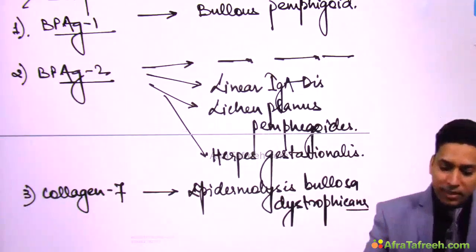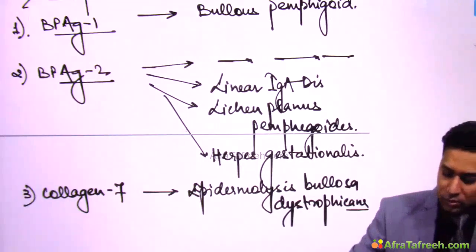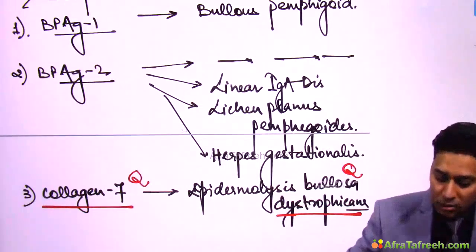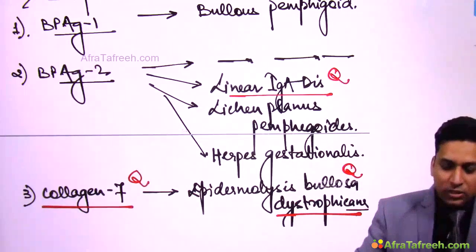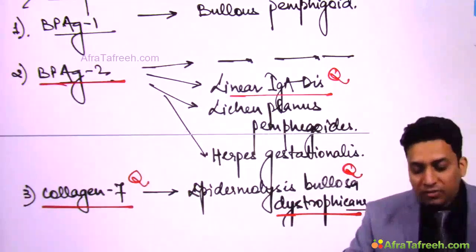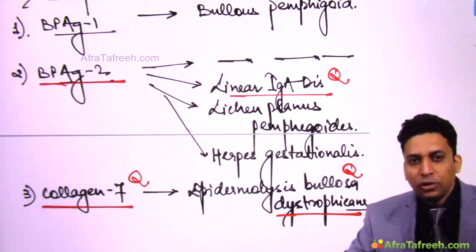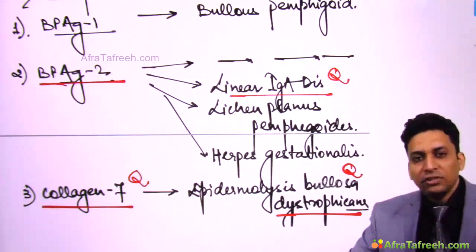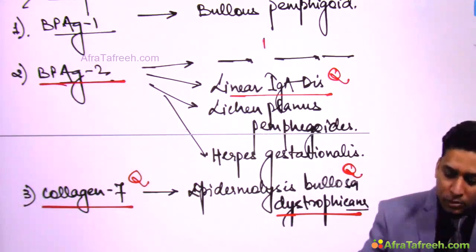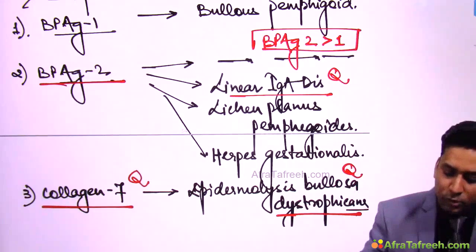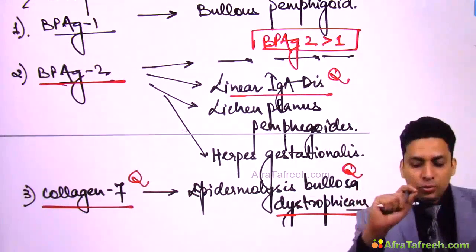Okay, so sometimes these questions are asked, like they might ask you that dystrophic variant of epidermolysis bullosa is due to defect in, answer is collagen 7. Similarly, they might ask you linear IgA disease, which of the following protein is involved, answer is BPAG2. But if they ask you which protein is involved in bullous pemphigoid, BPAG1 or 2, because both are involved, so if both is not there, which one you will choose? 2, 1. So remember, BPAG 2 more than 1. So though both are involved, but if both are mentioned, then choose 2 more than 1.